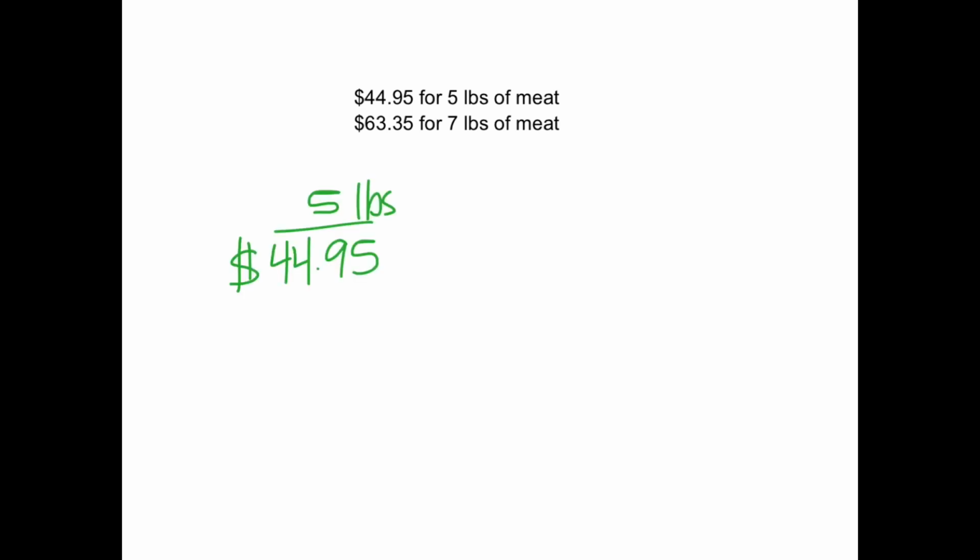I want to wrap this up with just a real quick look at what happens when we put the money in the denominator of these rates. So like 5 pounds for $44.95. The problem here is that, remember, the unit rate has to have a denominator of 1. So what you're really calculating when you do that is how many pounds of meat can you get for $1. And that's not how we buy things in the grocery store.